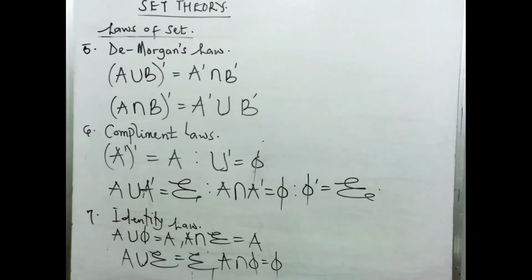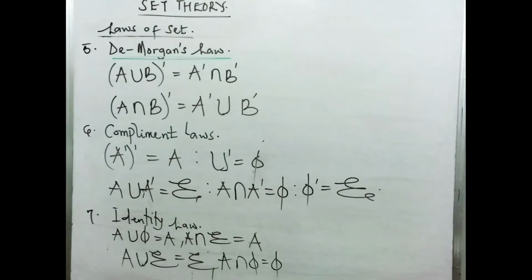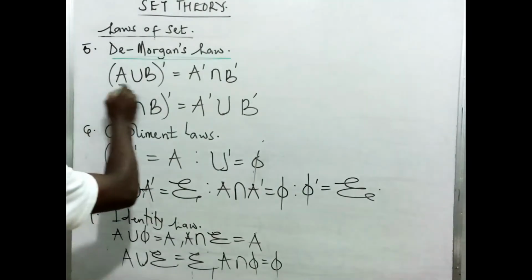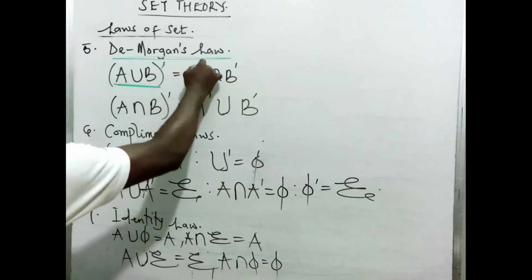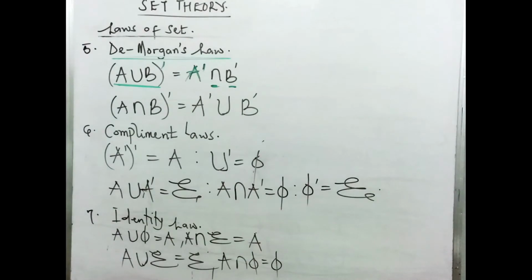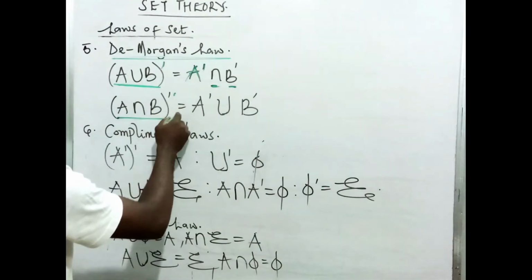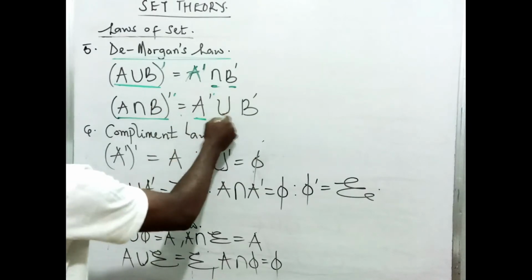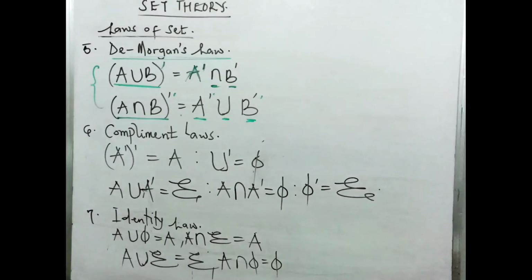Going further now to other laws of sets. So I have De Morgan's law, and De Morgan's law here states that (A union B) complement is equal to A complement intersection B complement. In the same way, it says that (A intersection B) complement is equal to A complement union B complement. So this is what De Morgan's law states.